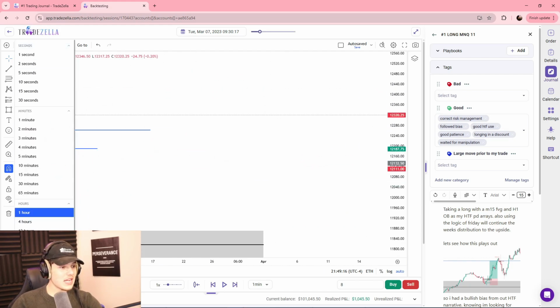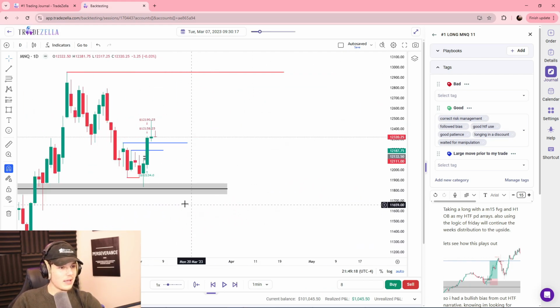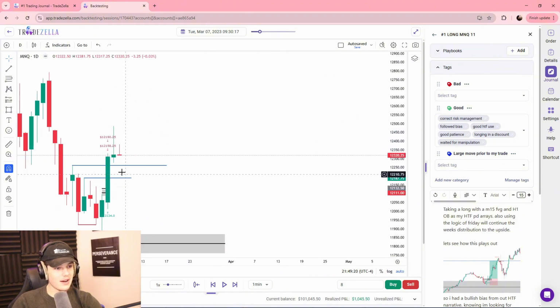Now, using Tuesday's bias, look at price action. Look how it closed down here. I'm anticipating Tuesday is going to trade into here and then move up higher.